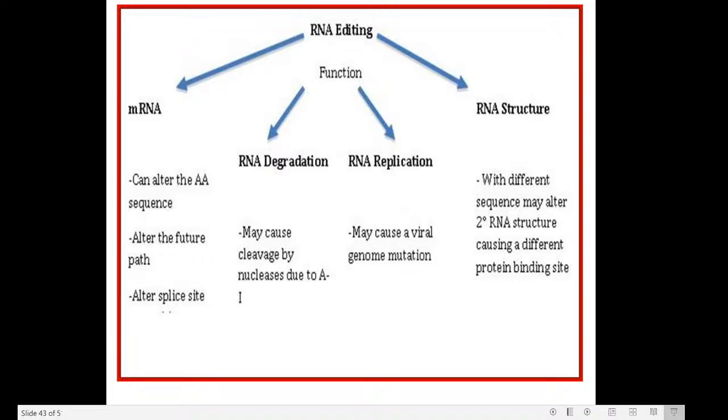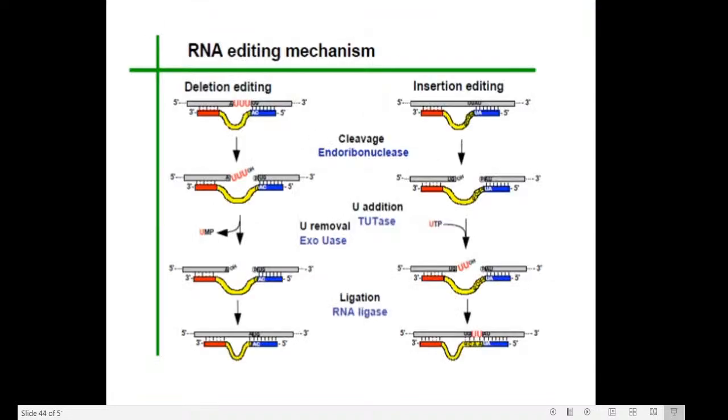RNA structure based editing: we have the secondary RNA structure modification, that is the protein binding site, based on the sequence change, that is secondary sequence change. There are different types of editing in RNA editing. In the editing mechanism, the first is cleavage, meaning deletion editing: just find one region and remove that particular sequence, that is the deletion.